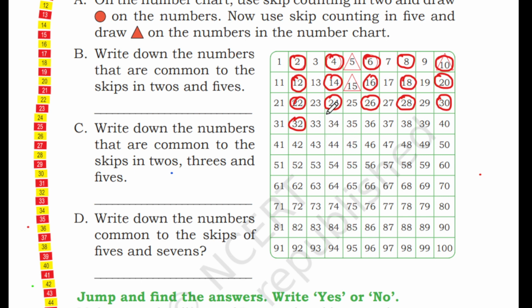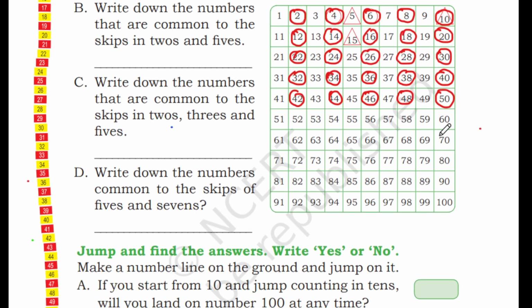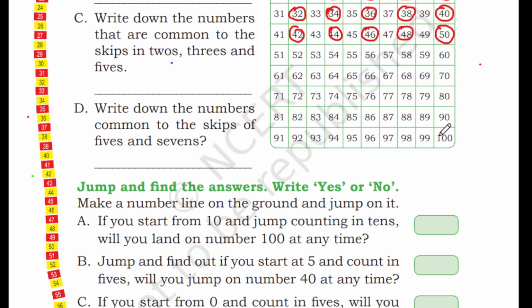Next we have 34, 36, 38, 40, we have 42, 44, 46, 48, 50. Now we are doing skip counting by 2. Please remember all these numbers. You can see they are the same numbers as in the 2 tables.